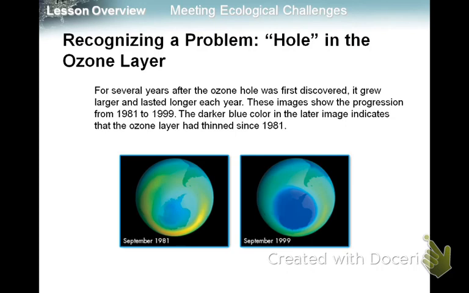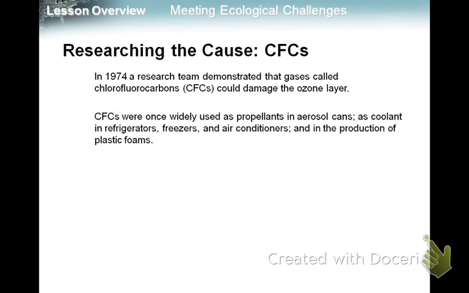After it was discovered, it grew larger, lasted longer each year. You can see the progression from 1981 to 1999. The darker blue color indicates the ozone layer had thinned. In 1974, researchers found that CFCs, chlorofluorocarbons, could break down the ozone layer. These were widely used as propellants in aerosol cans, coolants in refrigerators, freezers, and air conditioners, and in the production of plastic foams like styrofoam.